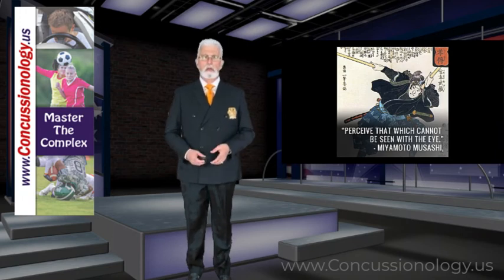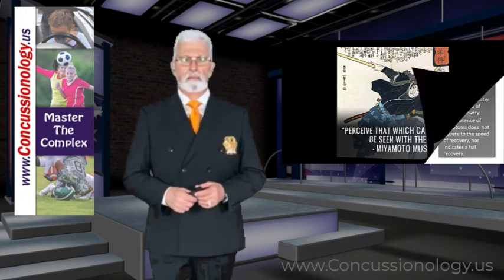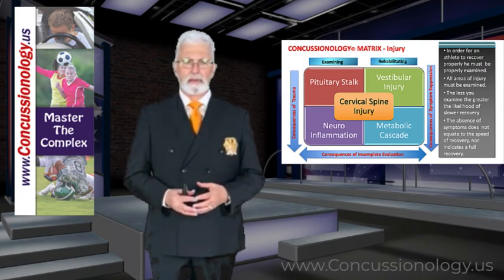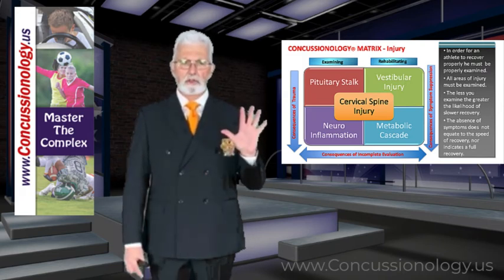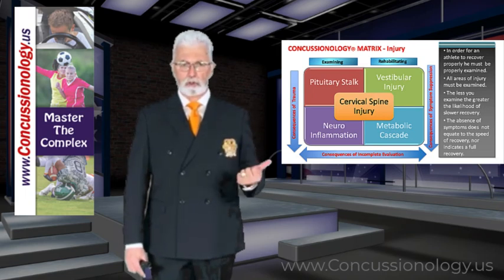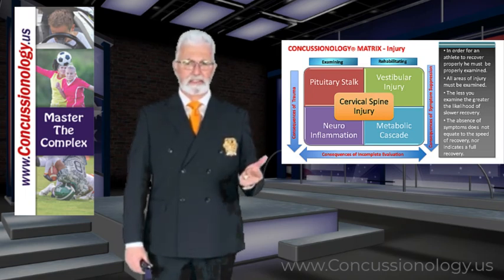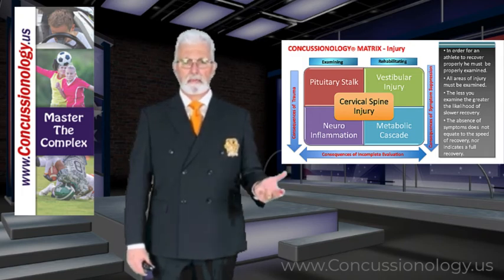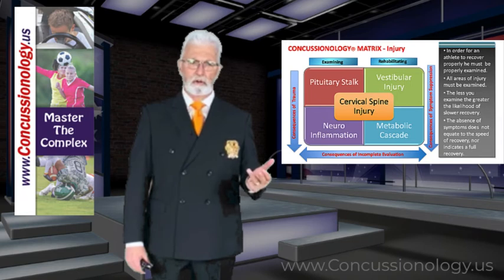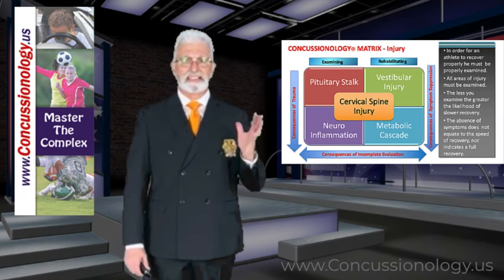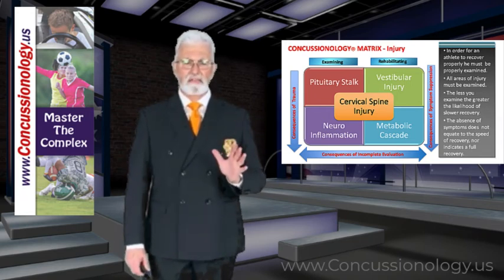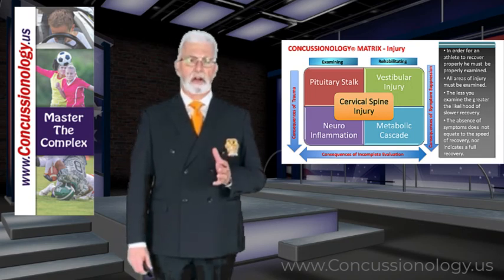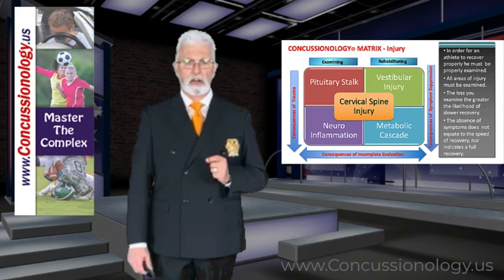One of the things that we've developed over time is what I call our concussionology matrix. In any head trauma, in any concussion, there are 5 major injuries that occur. There's a cervical spine injury, there's a pituitary stalk injury, there's a neuroinflammatory cascade, there's a metabolic cascade that is different from neuroinflammation, and there is vestibular injury. So these 5 areas are very important, and we're going to be discussing the vestibular area in very specific detail today.